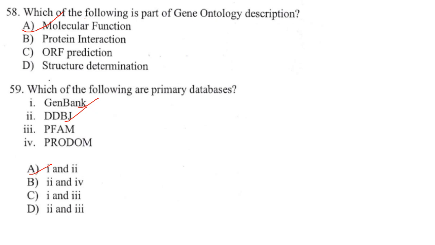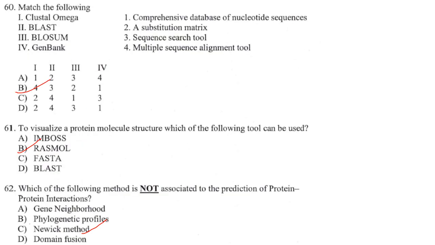Answer is option A. Then which of the following are primary databases? So GenBank is a primary database. DDBJ is also a primary database. The other two are not. So 1 and 2 are correct. Answer is option A. Then Clustal Omega. Clustal Omega is multiple sequence alignment tool. BLAST is a sequence search tool. Blossom is a substitution matrix and GenBank is a comprehensive database of nucleotide sequence.